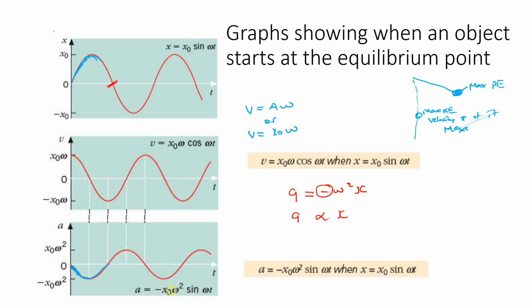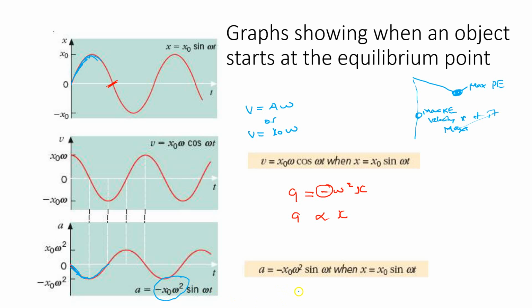Now, as you can imagine, this part of the equation would tell you your maximum acceleration, and that is obviously at the amplitude. So for this particular acceleration graph, your maximum acceleration is going to be negative x naught, which is the amplitude, times omega squared.